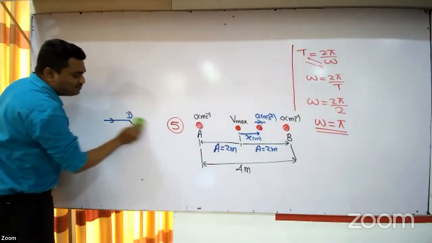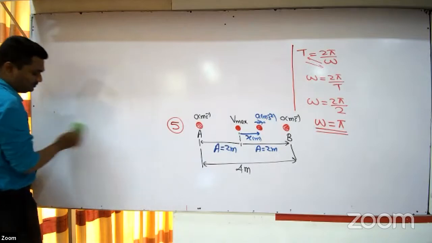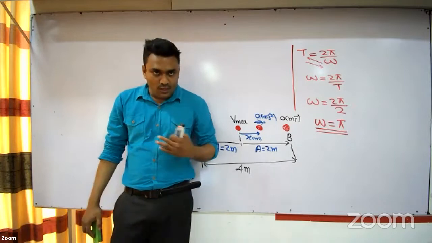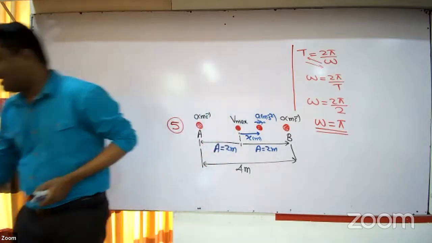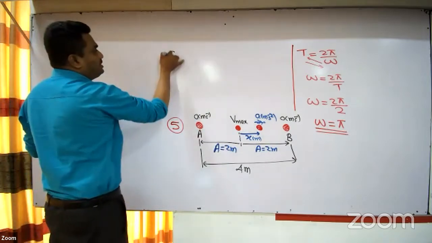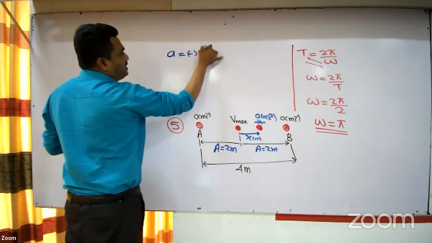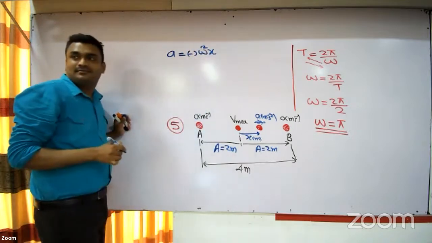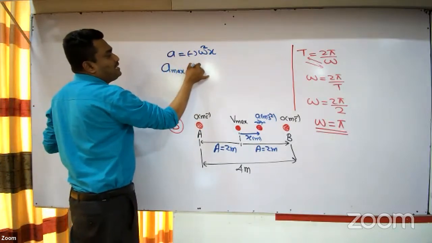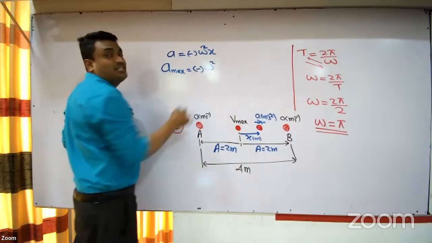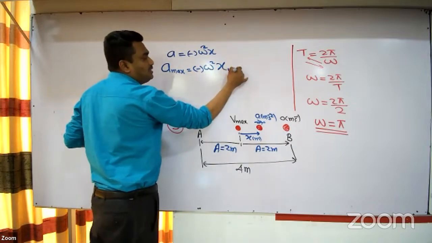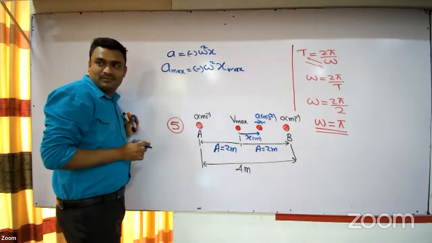If force is maximum, what do you think about the acceleration? F equals ma. So if the force is maximum, acceleration should also be maximum. We know that acceleration is given by a equals minus omega square x. Am I right? We can't change omega, but we can change x. So for A to be maximum, x should also be maximum.